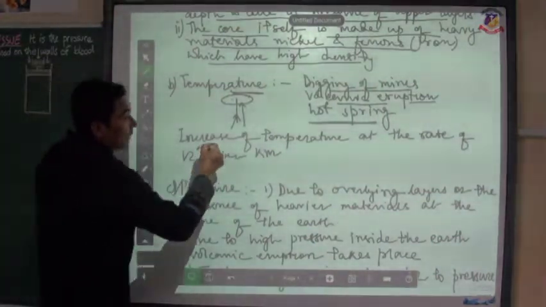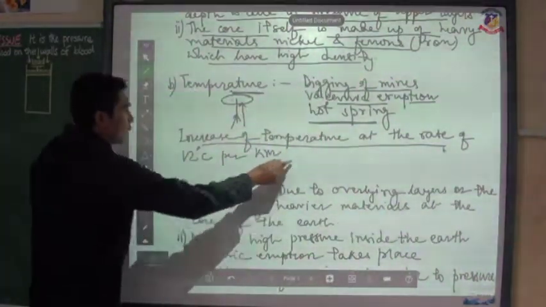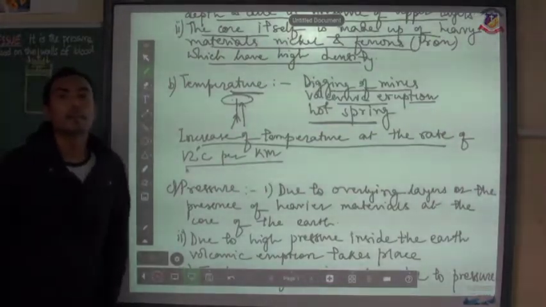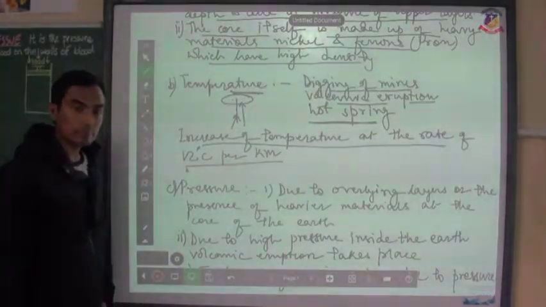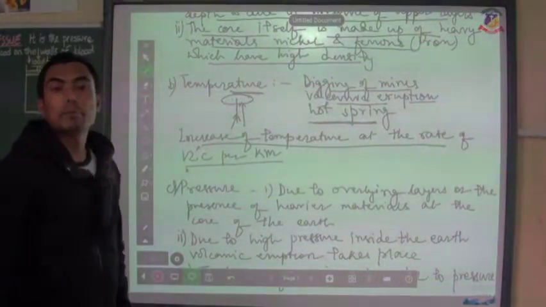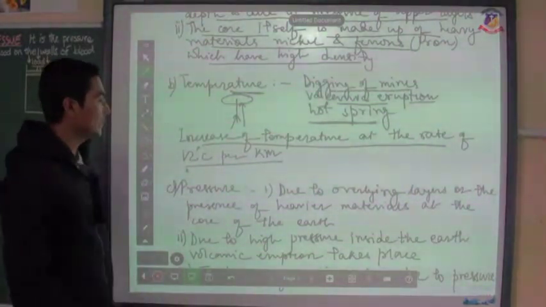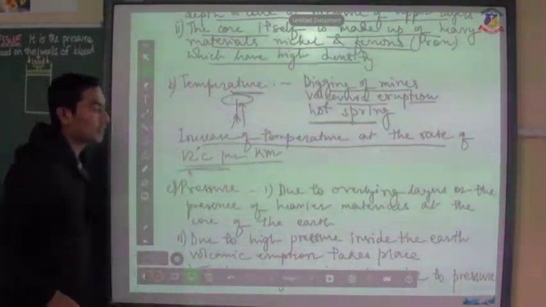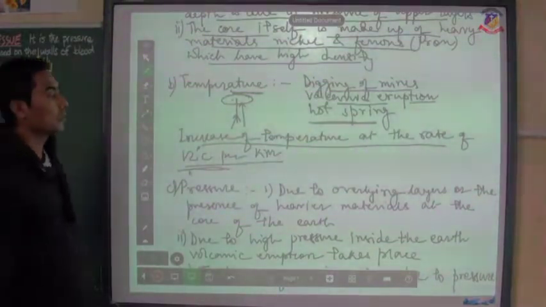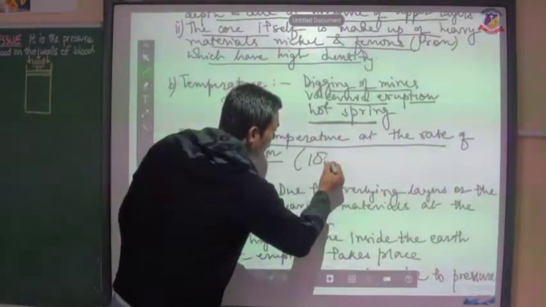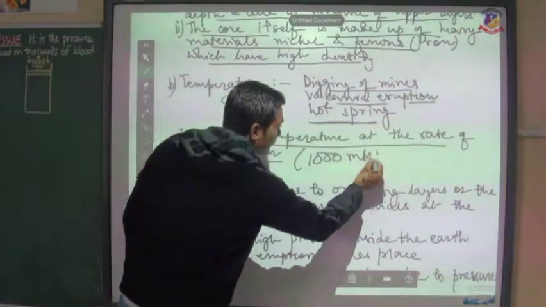Now, the increase of temperature is at the rate of 12 degrees centigrade per kilometer. Now listen. As we go deeper, the temperature of the earth keeps on increasing at a rate of 12 degrees centigrade per kilometer, or per 1000 meters.